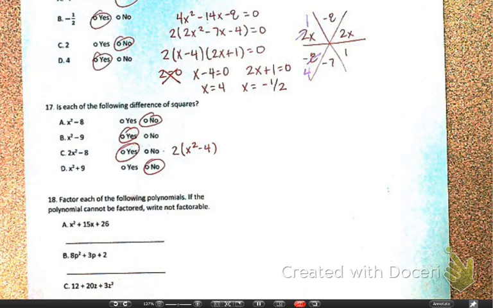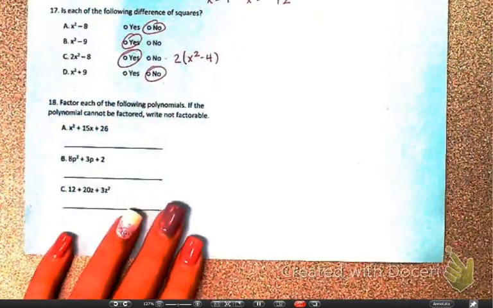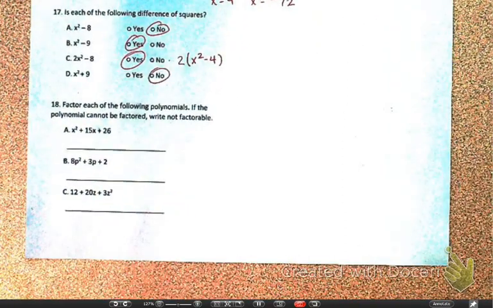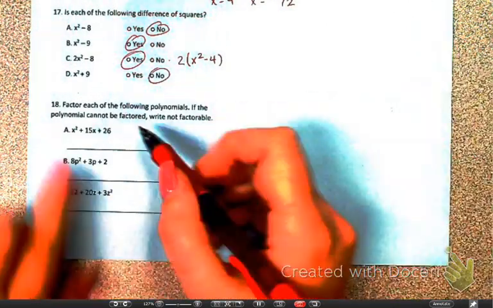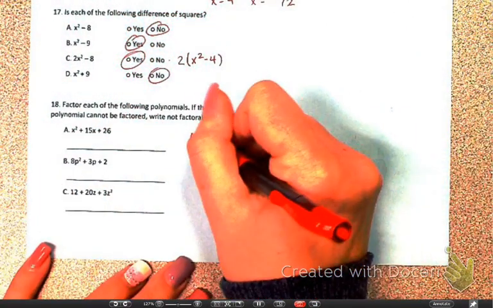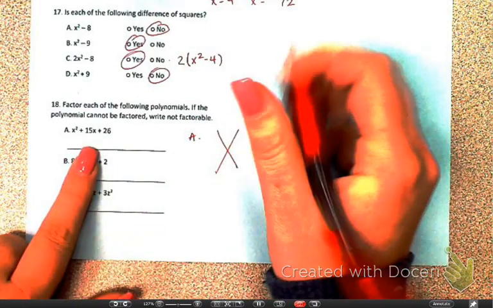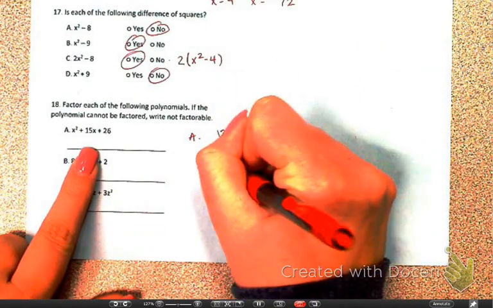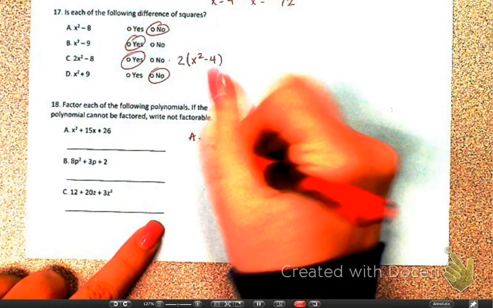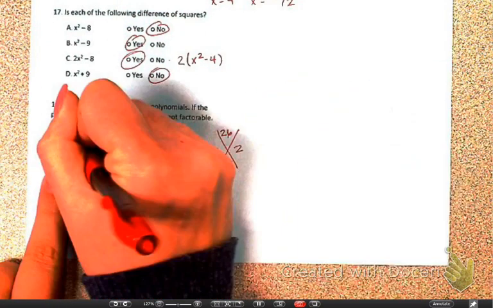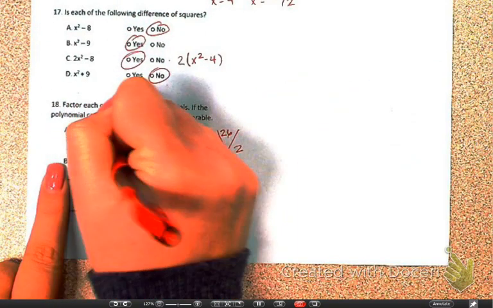All right, number 18. Factor each of the following polynomials. If the polynomial cannot be factored, write not factorable. So let's start with number 1. I would just use part A. I would just use the x. So two numbers that multiply to 26 and add to 15: 13 and 2. So I have x plus 13 and x plus 2.